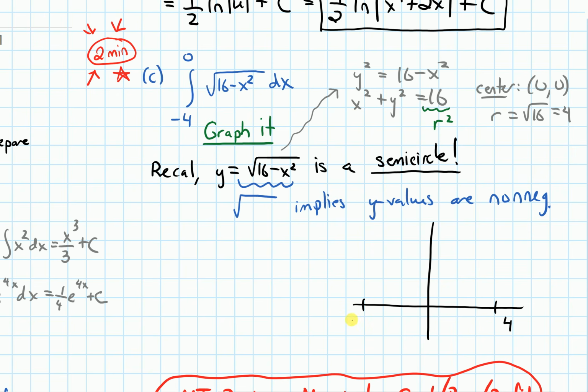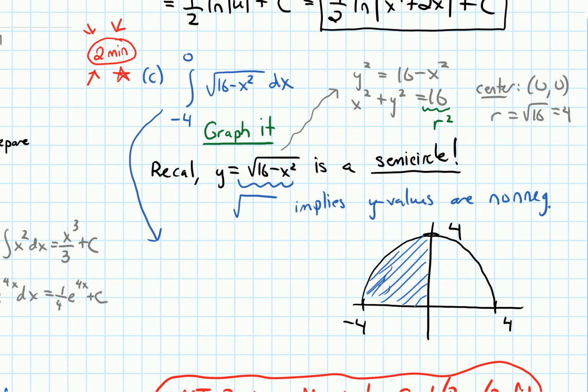Okay, so I'm going to draw some tick marks. This is the top half of the circle centered at the origin, and its radius is 4. So up here on the y-axis also reaches 4. And for my integral here, I just care about finding the area from x is -4 to x is 0. So that is this part of this semicircle. Overall, that is a quarter of a circle.